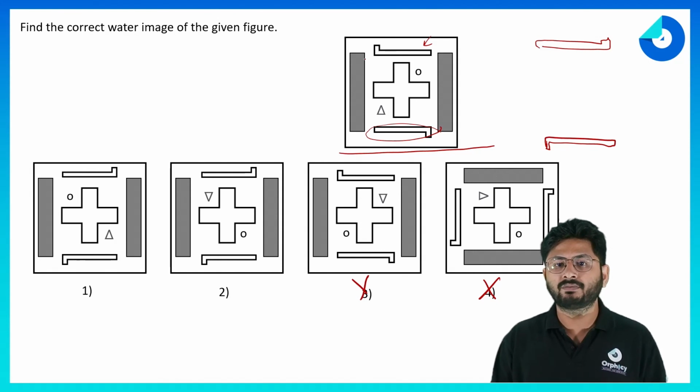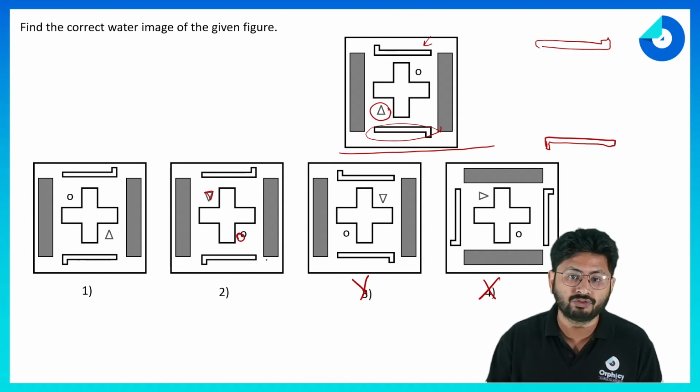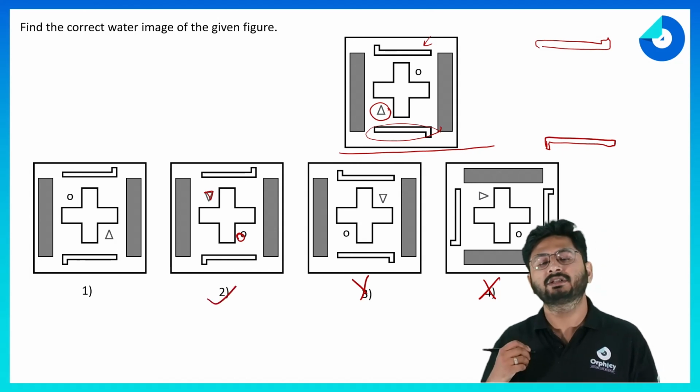If we are talking about a water image, तो अगर मैं water image लूंगा तो पहले ऊपर ये दिखेगा but in an inverted form, ऐसा कुछ, और ये जो O है that will go at this point. So I can say that option 2 should have been the correct answer for this question.